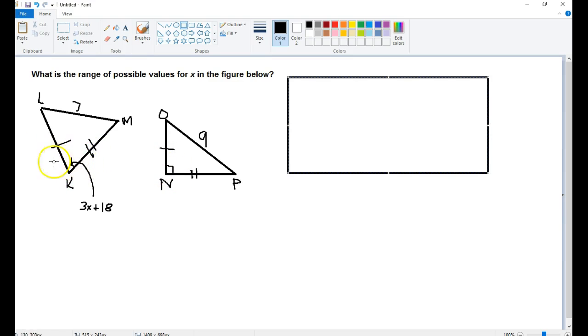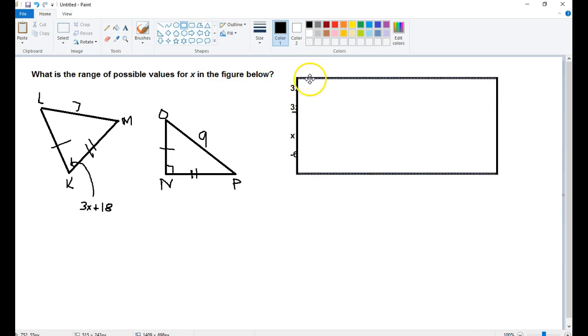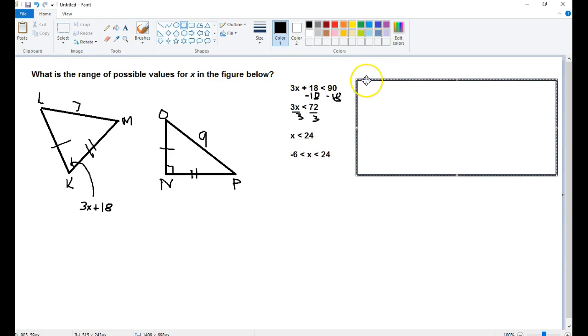So we're going to set up two different inequality signs for this. The first one we're going to use is 3x plus 18 is less than 90.